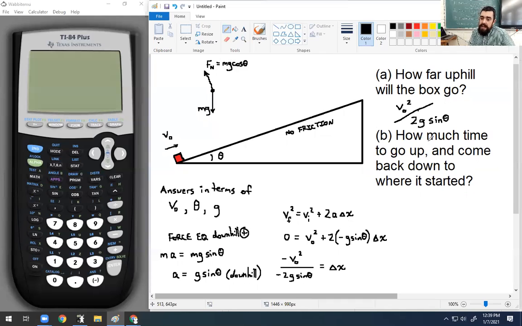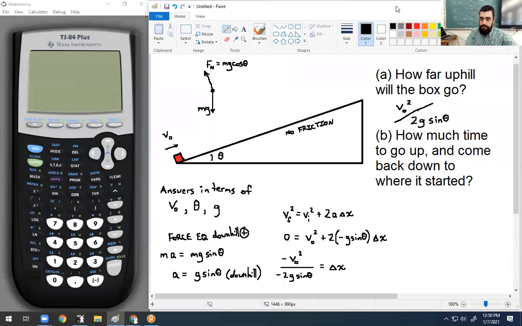The next question says, how much time to go up and come back down to where we started? So it's going to go uphill, and it's going to reach a speed of 0, and then it's going to come back down. So I'll give you guys a second to work on that.